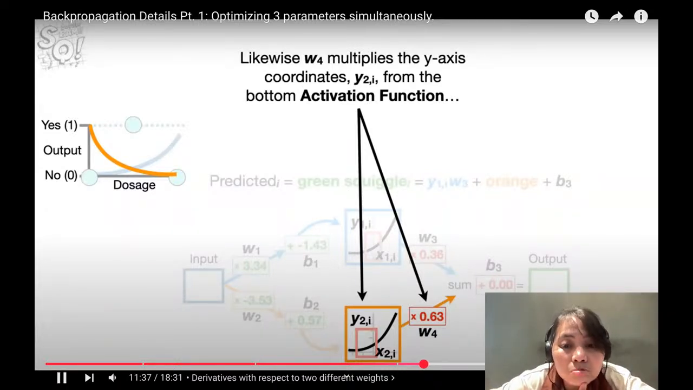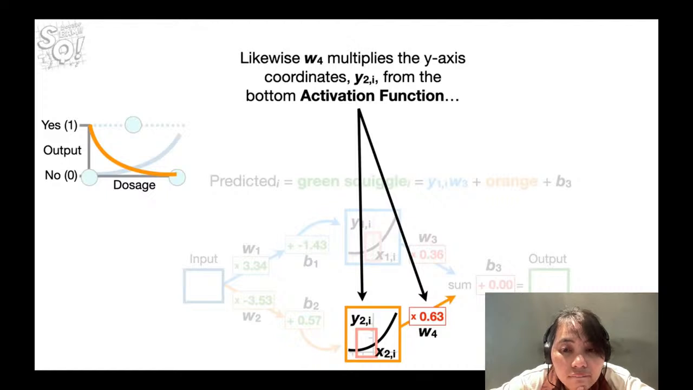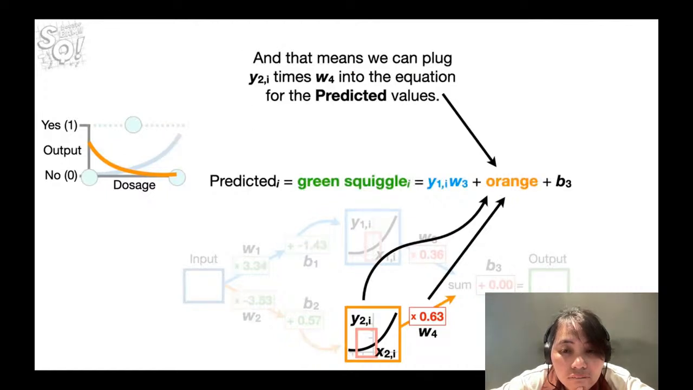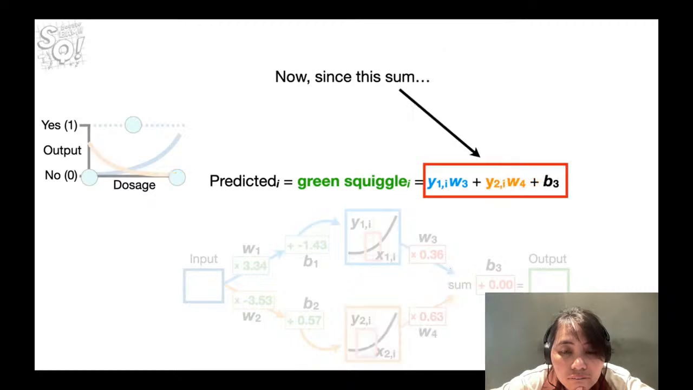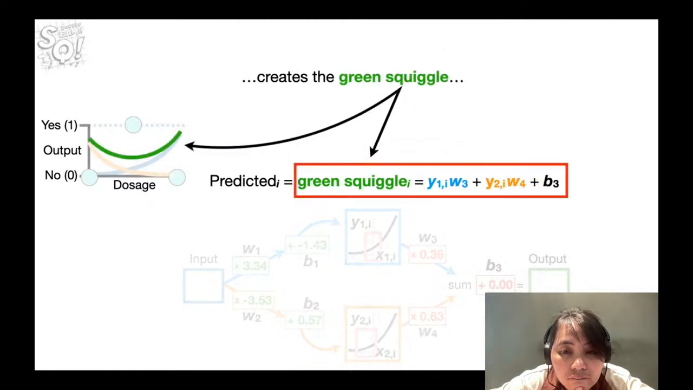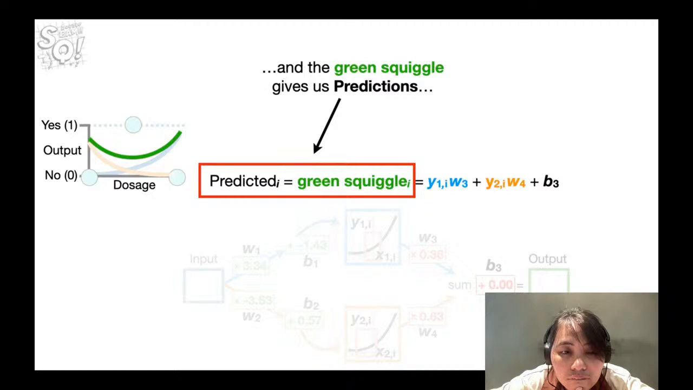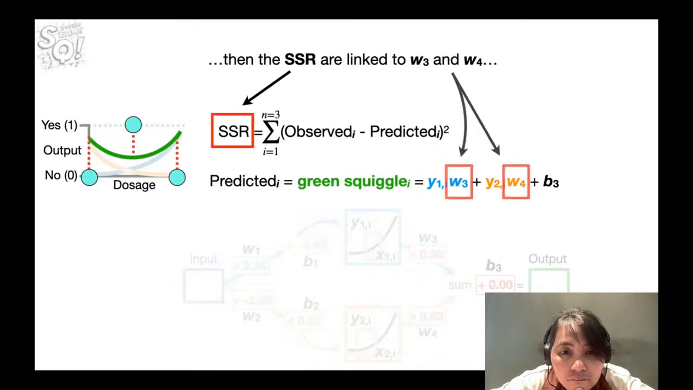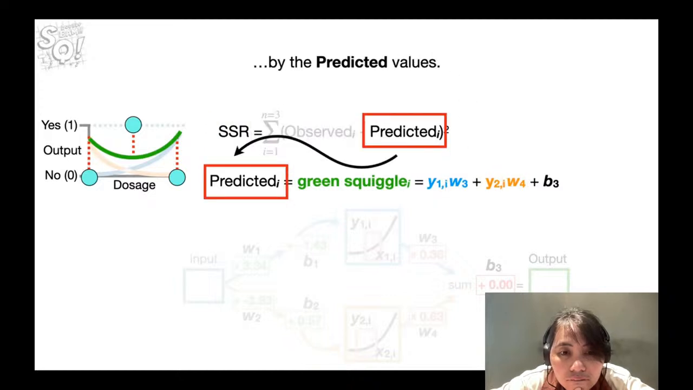Likewise, w sub 4 multiplies the y-axis coordinates y sub 2, i from the bottom activation function to create the final orange curve. And that means we can plug y sub 2, i times w sub 4 into the equation for the predicted values. Now, since this sum creates the green squiggle, and the green squiggle gives us predictions that we evaluate with the sum of the squared residuals, then the sum of the squared residuals are linked to w sub 3 and w sub 4 by the predicted values.